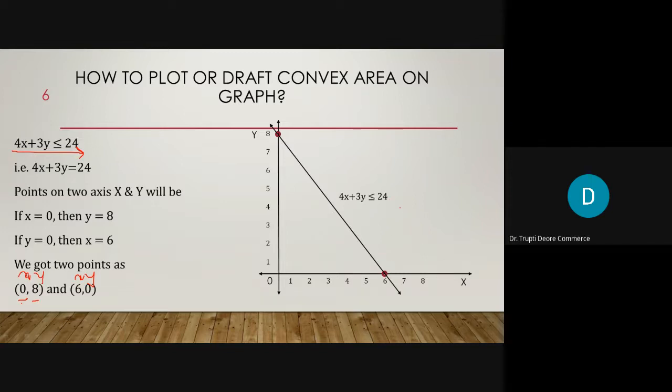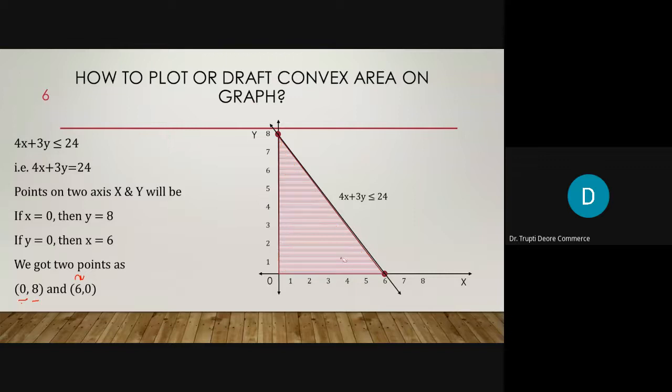Now less than or equal to 24 means we cover this area. So the convex area is this connected area. It is less than or equal to, that's why it touches the x and y axis. If it is given only as less than 24, then it will not connect to the axis, it is just nearby. So remember this: if it is less than or equal to, then only it will connect with the x and y axis. If it is not given, then you have to draft it differently, detached from the x and y axis. Okay, understand the convex area.